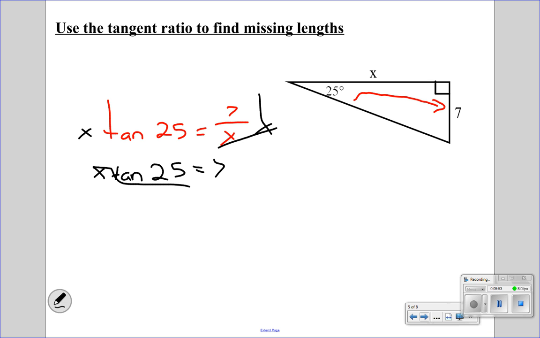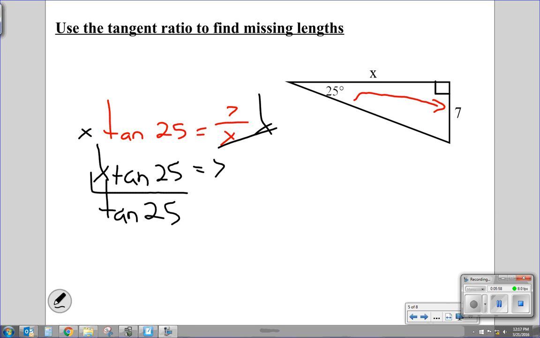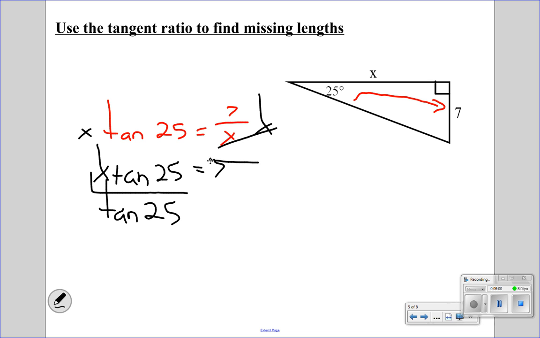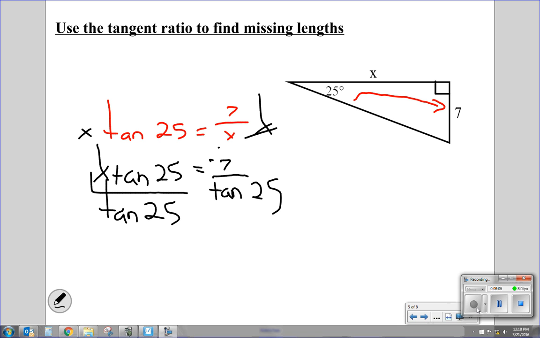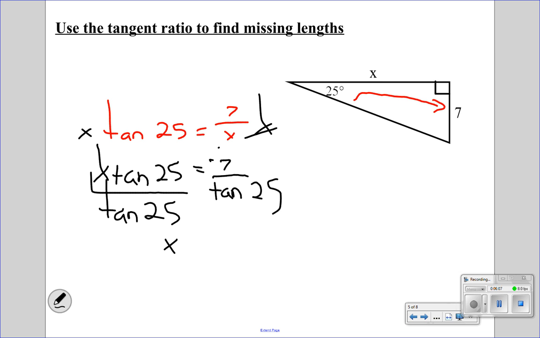Now, we can divide both sides by the tangent of 25. So x is 7 divided by the tangent of 25, which is roughly 15.01.